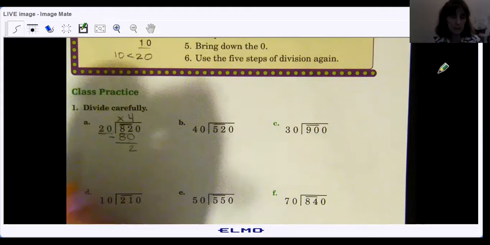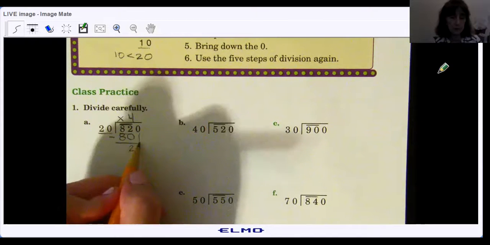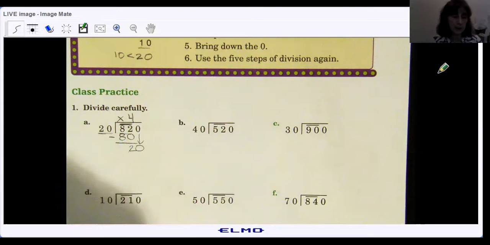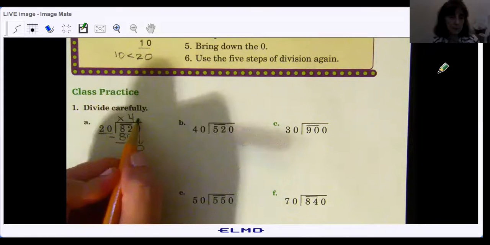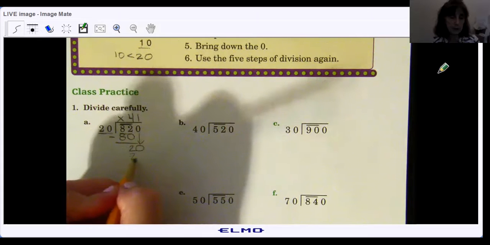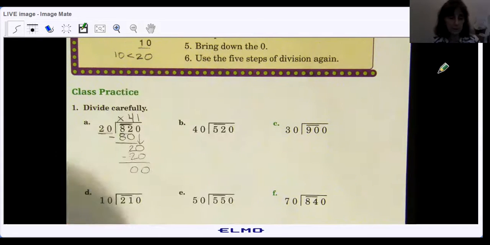Now you compare. Will 20 go into 2? No, but you have help, so bring down your 0. When you bring down, you have to start all over again with your steps. How many 20s are in 20? 1. So 1 times 20 is 20. And your answer is 41. So there's no remainder, 41.